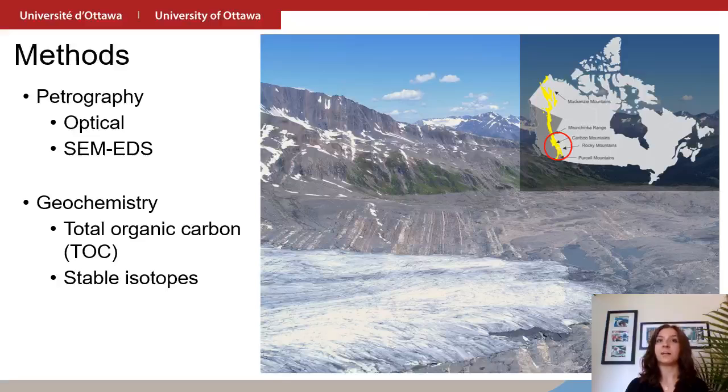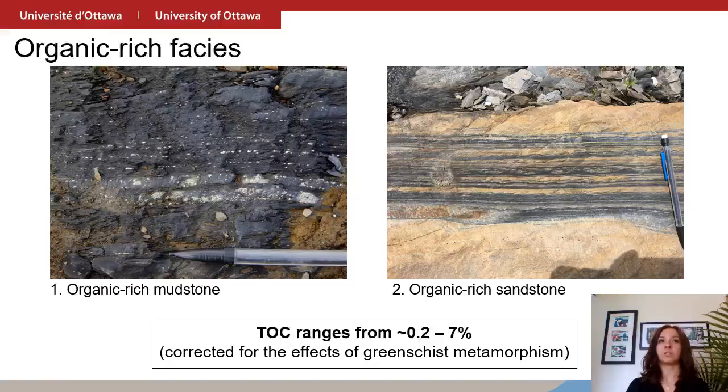Fieldwork is conducted at the Castle Creek study site in British Columbia, Canada, where a Neoproterozoic succession of deep marine strata, including levee deposits, is exceptionally well exposed due to glacial polishing, allowing for detailed observations to be made at a wide range of scales. The methods I'm using to study these rocks include optical petrography and SEM-EDS, as well as geochemical analyses such as TOC and stable isotopes. 2 OM-rich facies have been recognized at this site, OM-rich mudstone and OM-rich sandstone.